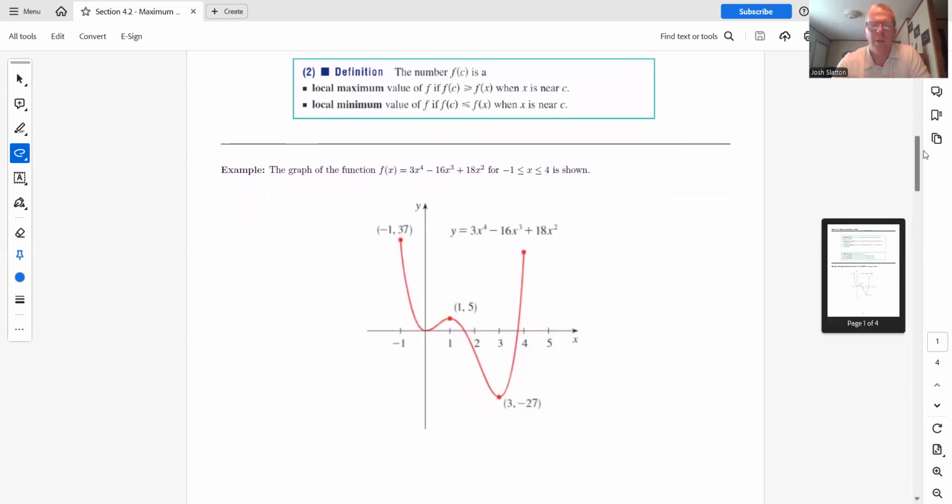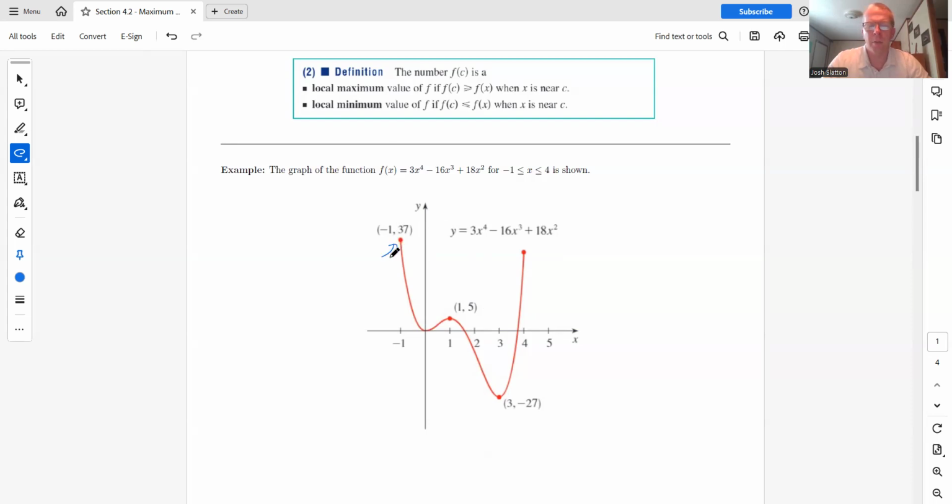So we have this graph here of the function, the polynomial, and we're restricting the domain to between -1 and 4. So you can see it has a couple of turning points. There are a couple of curves here. And so this point here is the highest point. This point is higher than this one over here. So this would be an absolute max right there. This would be the absolute minimum.